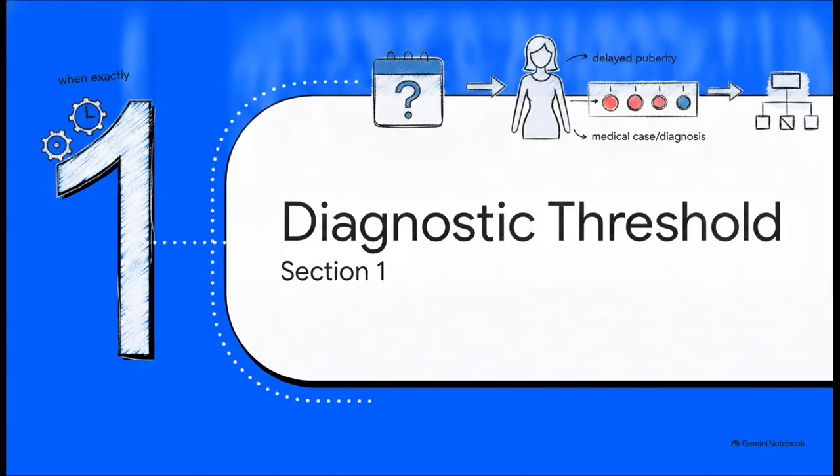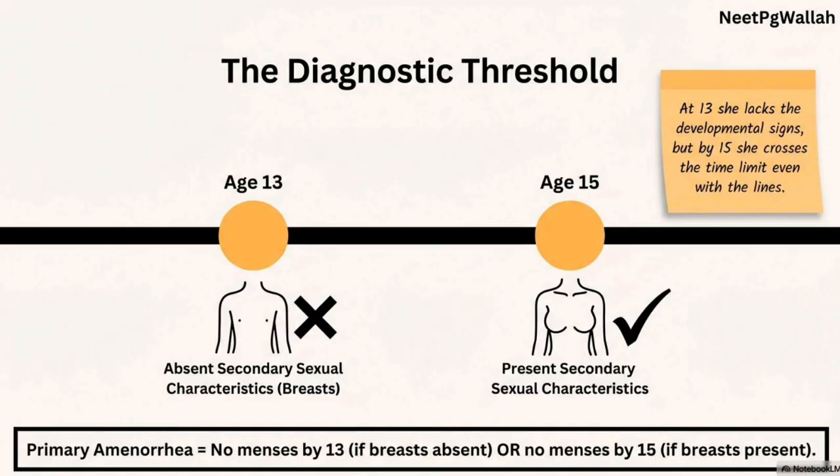Okay, starting off with Section 1, the diagnostic threshold. First things first, we have to define exactly when delayed puberty officially becomes a medical case of primary amenorrhea, and the diagnostic clock actually runs out differently depending on the patient's physical development. Primary amenorrhea is defined as no menses by age 13 if secondary sexual characteristics, specifically breasts, are absent. But if she does have breasts, well, we give the system a little bit more time, and that threshold gets pushed to age 15. The crucial takeaway here is understanding how the presence or absence of those secondary characteristics completely dictates the age limit we use.